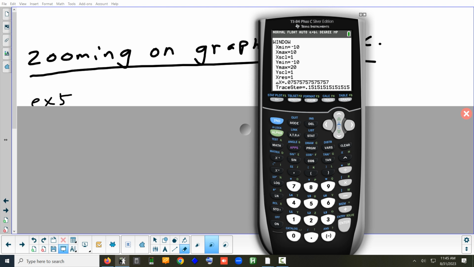There's no really right or wrong answer to see it. You could try 20. Hit graph. And now you'll see a parabola.